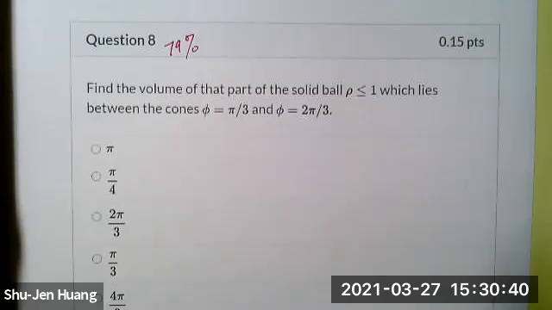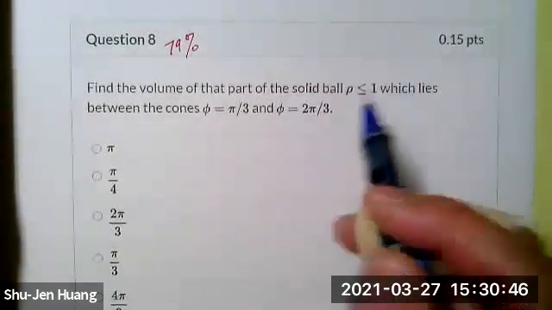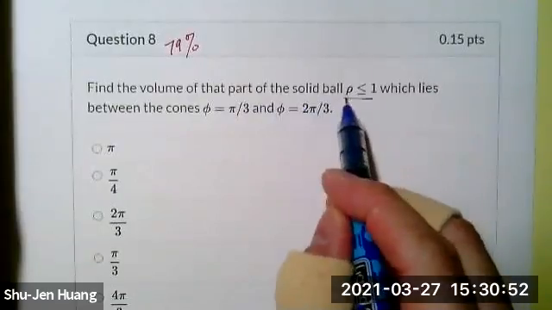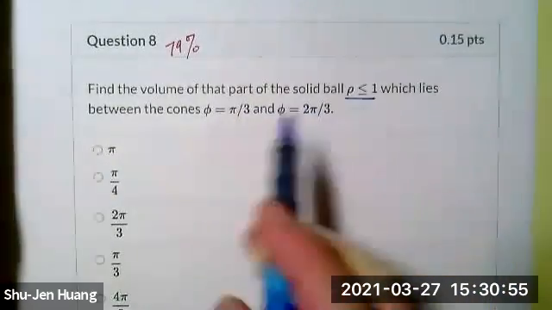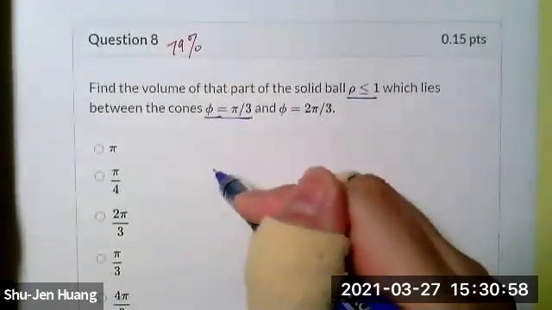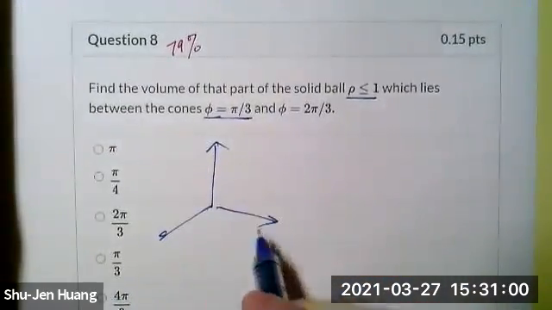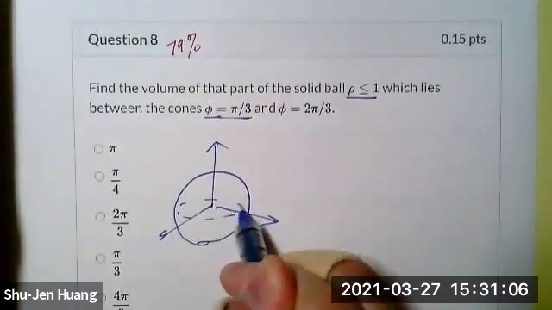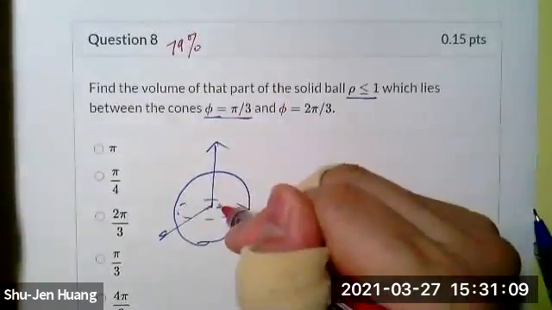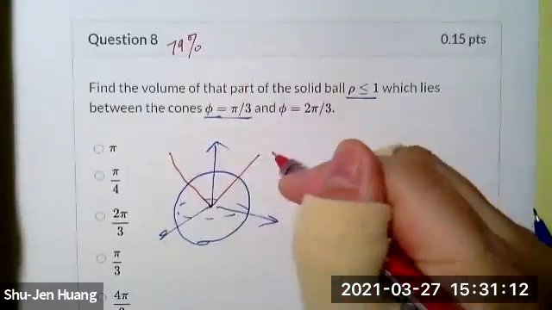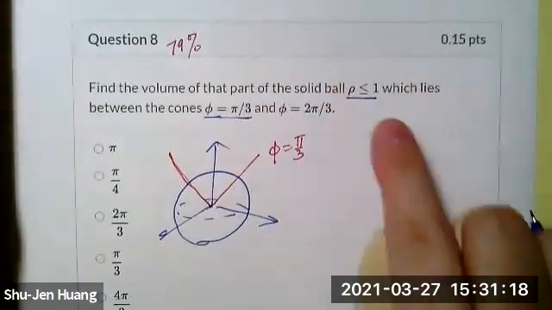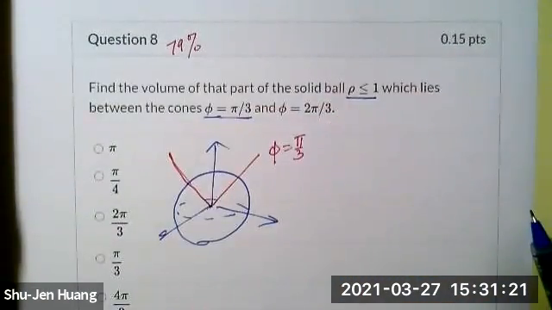Question number 8. We want to find the volume of the part of the solid ball rho less than or equal to 1 that lies between two cones. So we have a unit sphere and we have two cones. One is phi equal pi over 3. So this is the cone pointing up. And where is the angle phi equal 2 pi over 3?